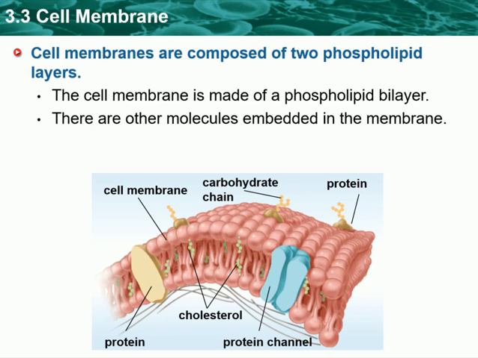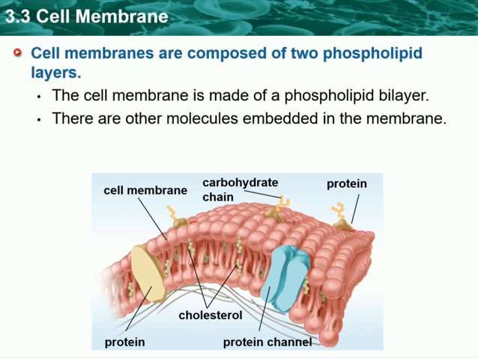Figure 3.1, which is on the screen here, shows other molecules embedded within the phospholipid layers. They give the membrane properties and characteristics it would not otherwise have. These molecules serve diverse functions. Here are a few examples. Cholesterol molecules strengthen the cell membrane.